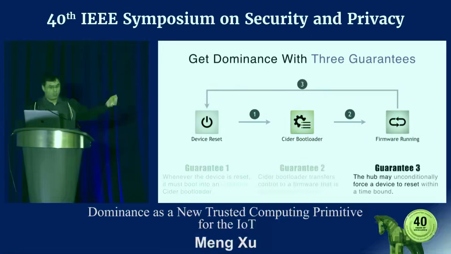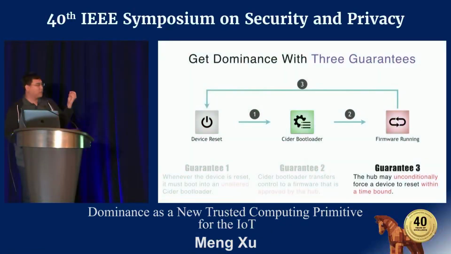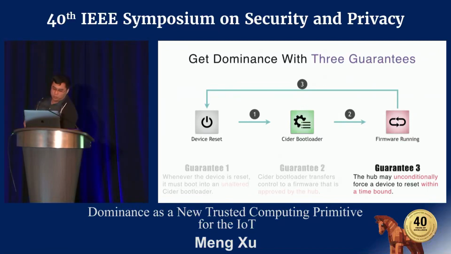And the last and most important piece of the scheme is that when the firmware is running, and we assume that the firmware is untrusted and can be rooted and can refuse to take command from the hub, we can still unconditionally force a reset of the device. And when the reset happens, it will go to the CIDR bootloader, which is the trusted code and the code we can control. So that's the three guarantees.